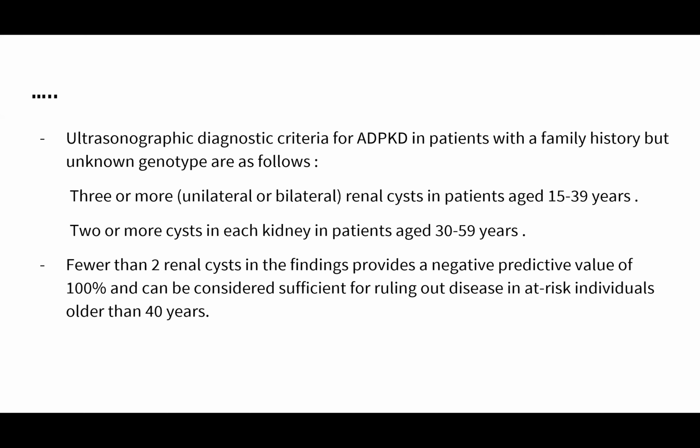So fewer than 2 means you have what? Only 1 cyst or none. None, it rules out. There is no cyst or only 1 cyst in a 40-year-old at-risk patient, it rules out the diagnosis. Negative predictive value means if this finding is there, it rules out the disease. Positive predictive value rules in the disease. Okay.